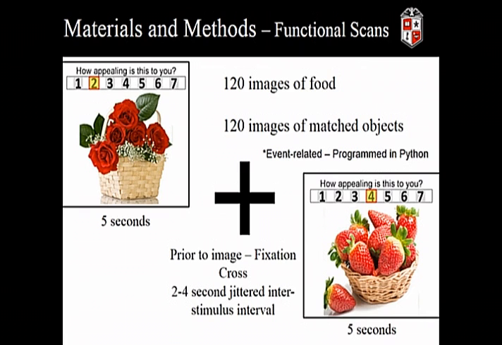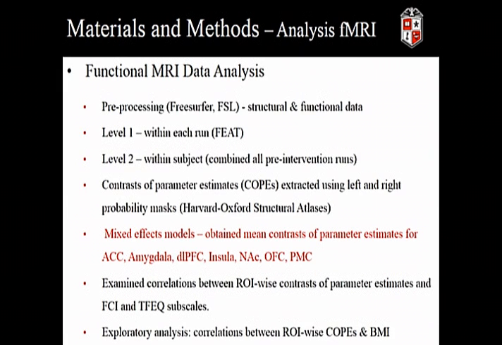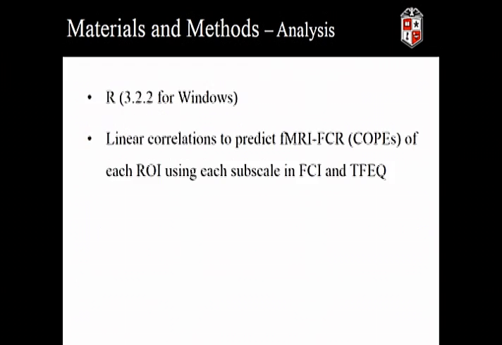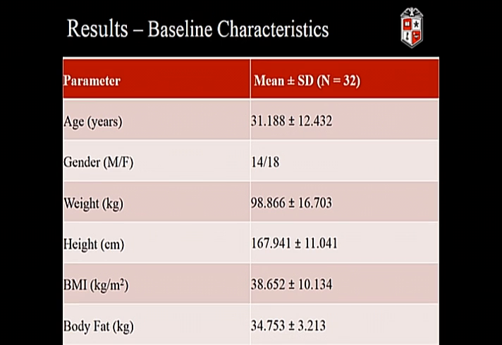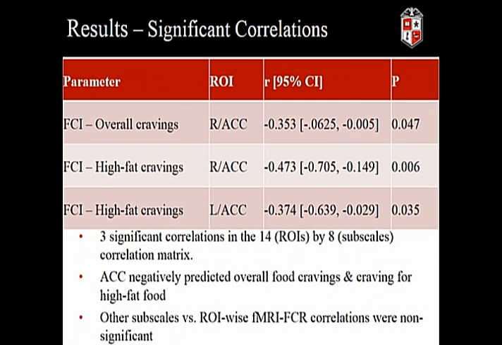And that model has worked very well. They rate while they're in the scanner how much the image appeals to them, so we have appeal ratings. This is just for the people interested in how we analyze the data. I won't waste a lot of time on that. If you're interested, talk to me afterwards. But basically, we used some mixed models to do the correlations between food cue reactivity and the scores on the various scales. Baseline characteristics are not worth talking about.